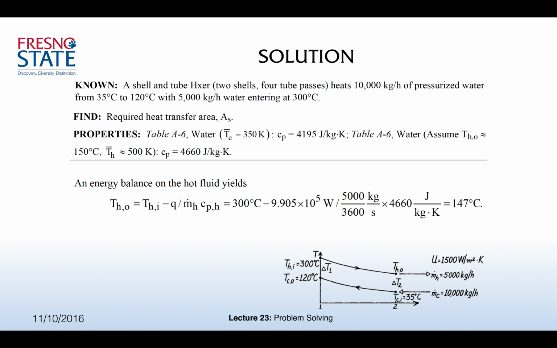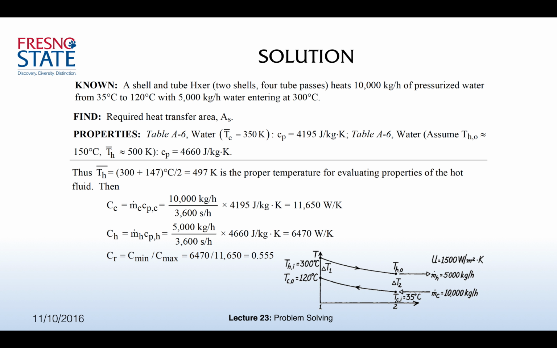Recall that we assumed it to be 150 Celsius. So I would say the difference is not that much. 3 degrees would not affect our CP that much, and therefore I can live with that assumption. I can live with the CP I calculated earlier, and I don't need to do any more iterations. So that's my TH out. Now, my next step is to find our Q maximum. Remember that the effectiveness epsilon is equal to Q over Q maximum. I have my Q. I still need my Q maximum.